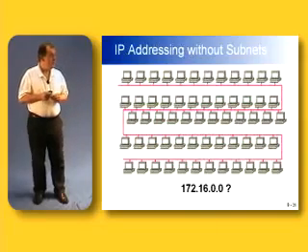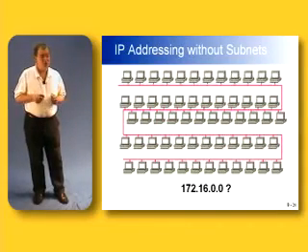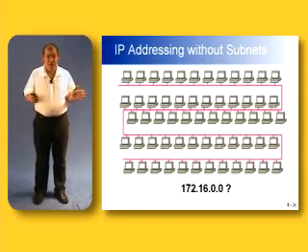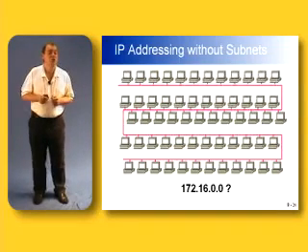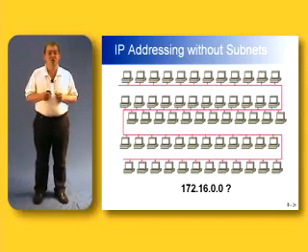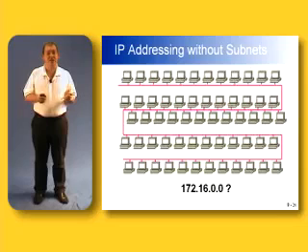Okay, so we understand the network portion of the address, we understand the host portion of the address. So we're a company, we get given a Class B address. We get given the address 172.16.0.0. Have a look at the first octet. It's a Class B address. So the first 16 bits are network, last 16 bits are host. That means we've got 65,535 host addresses available to us.